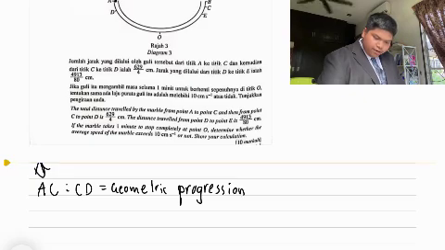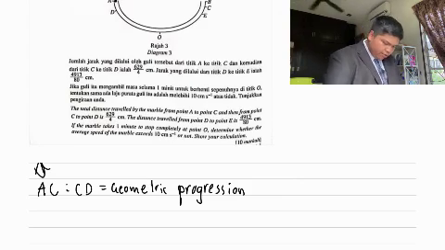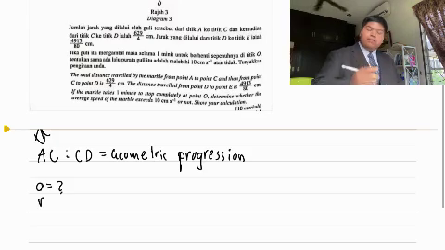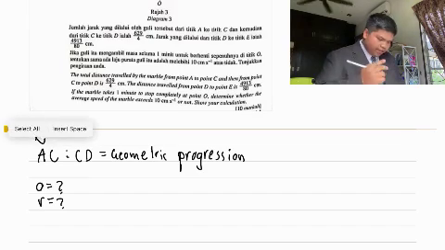So now that we know that this is a geometric progression, now we have to find all the necessary values, mainly what is the value of A and what is the value of R, A representing the first term and R representing the common ratio. Next, let's keluarkan more of the information that is given to us.